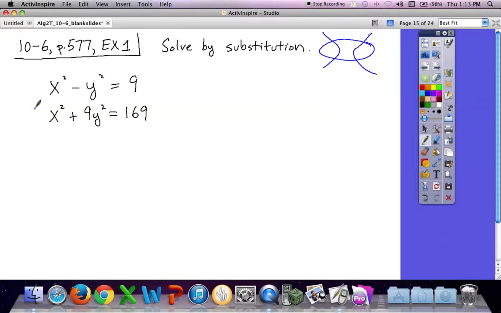Well, notice in this particular system, which is not always the case, you have x squared, y squared, x squared, y squared. So we really don't need to solve for x or y. We need to solve for x squared or y squared because that's the way we're going to plug in for them. You could choose which one to solve for, but I would choose to solve this first one for x squared. And I'll do that by adding y squared to both sides.